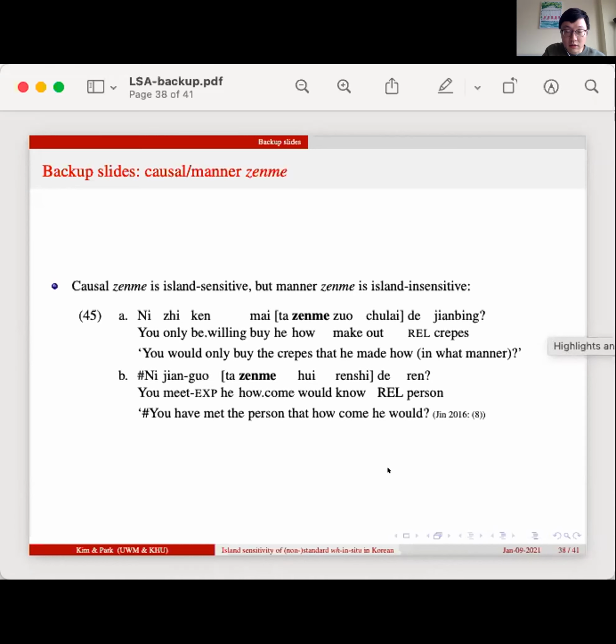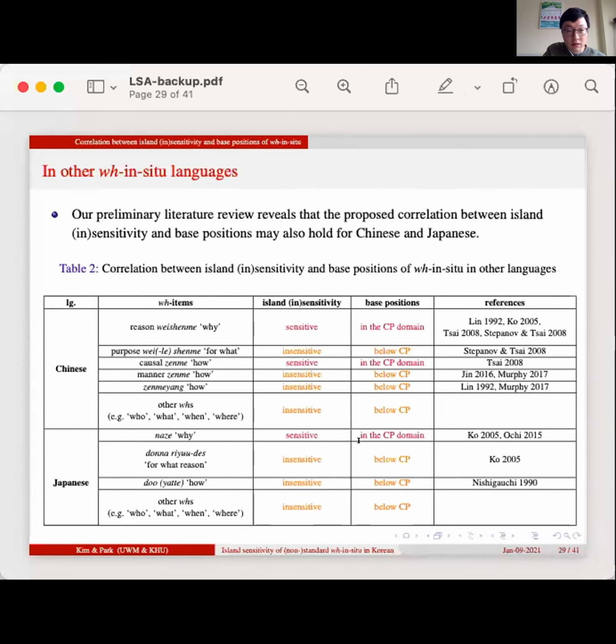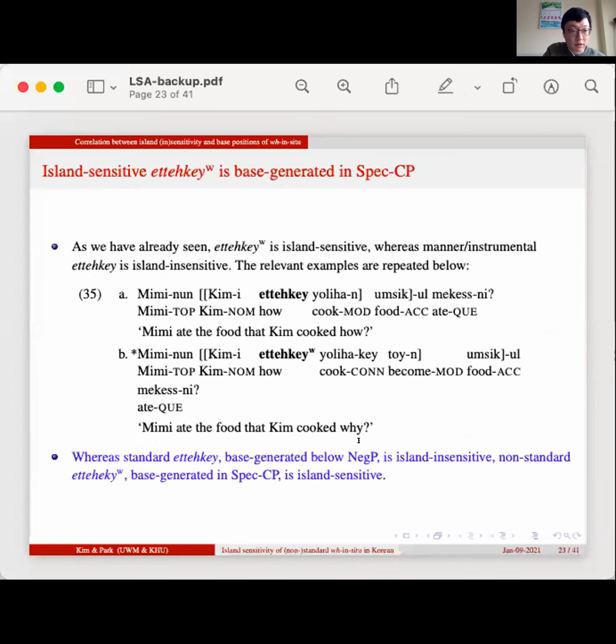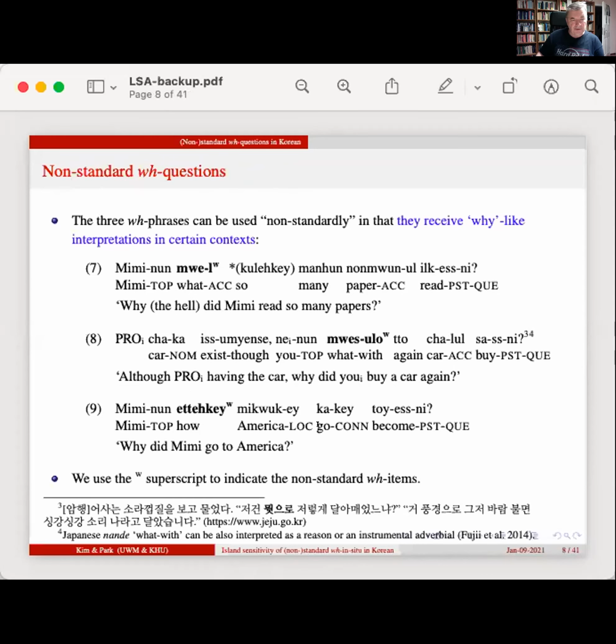Yeah, actually, in Korean, as we have discussed, how, 어떻게, can be used as a reason WH adverbial, for example, a canonical example: 미미는 어떻게 미국에 가게 되었니? In this case, 어떻게 is interpreted only as a reason WH adverbial, but in other contexts it can also be interpreted as a canonical manner or instrumental WH adverbial. So like Chinese. But does it have island effects, like adjunct island effects? Yes, we discussed here that in this case, non-standard 어떻게, the reason 어떻게, is island sensitive, but the standard manner or instrumental 어떻게 is island insensitive, like Chinese.